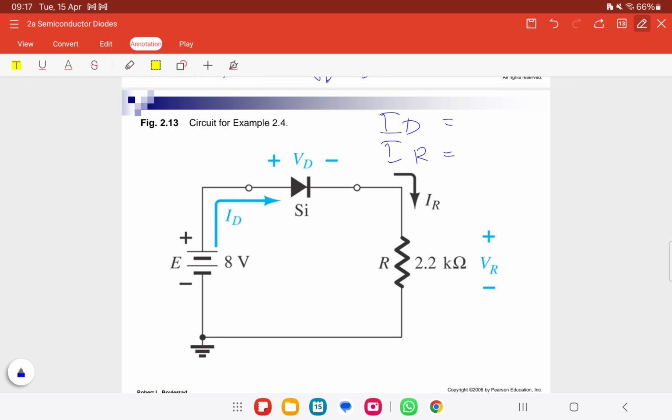Sikit. Dia punya meja dia dah dia macam ni. Dia semua macam ni. Hujung. Habis dah. Get me the value of ID and IR. Ya.